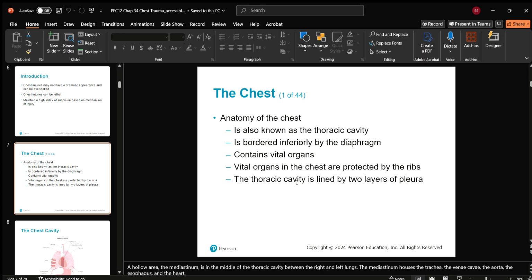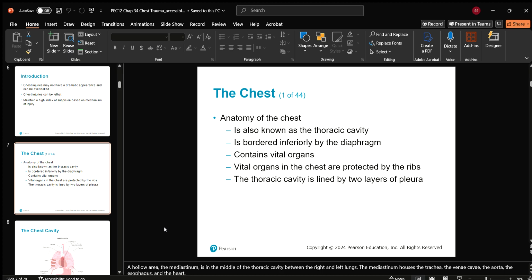But those two layers of pleura are the visceral pleura and parietal pleura. The visceral pleura is what lines the stomach, what lines our organs. The parietal pleura is what lines the chest wall and our abdominal wall.